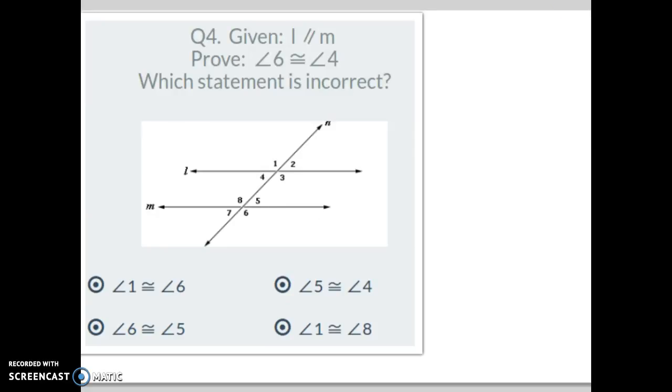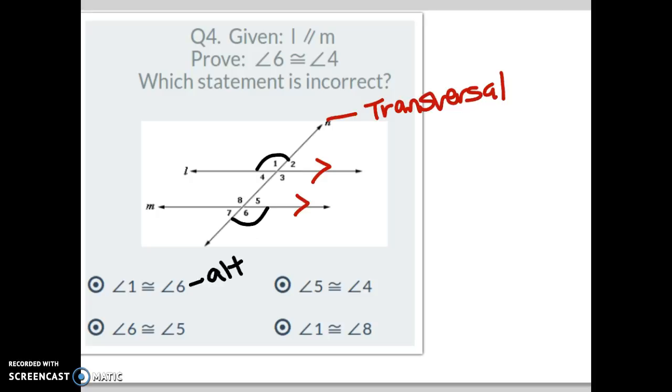Given that line L is parallel to line M, so we know that these two lines are parallel. That makes this the transversal. Which statement is incorrect? Well, let's find out. Angle 1 is congruent to angle 6. That's true because alternating exterior angles are congruent.